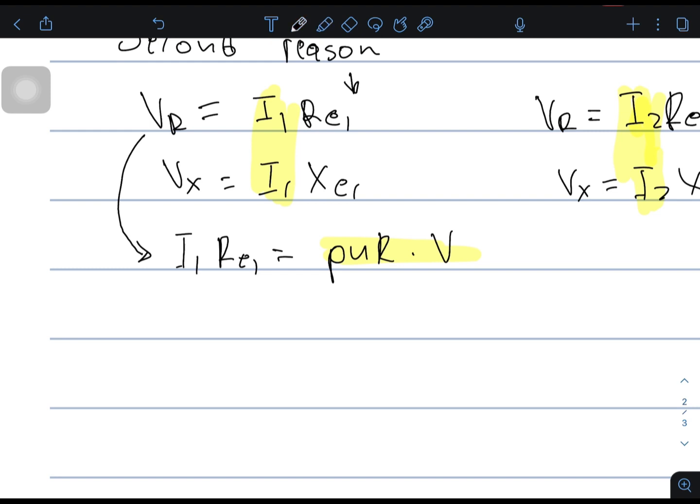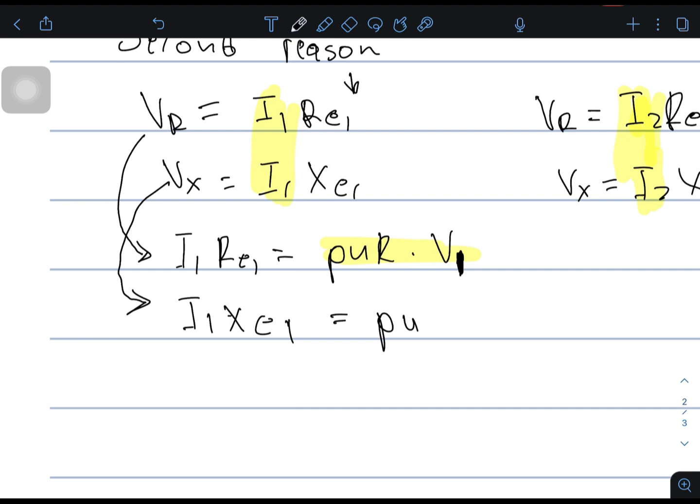Same goes here. If I want to calculate the internal voltage drop due to the internal reactance of the transformer referred to the primary, I'm simply going to say per unit reactance times V1, and V1 is the supply voltage.